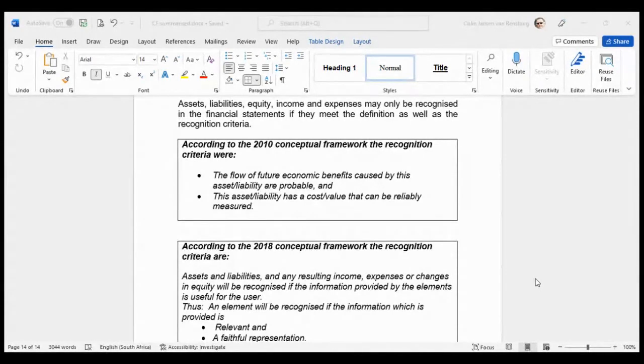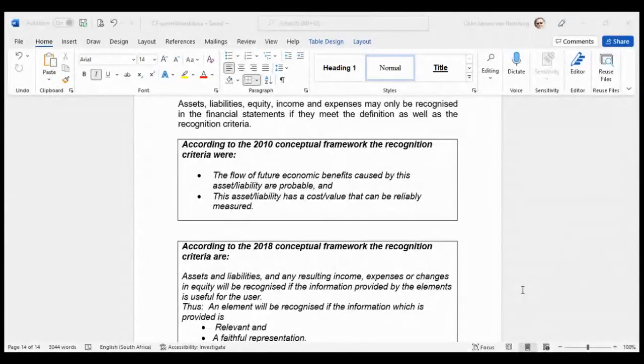No, the enhancing qualitative characteristics make it even better, right? So it makes useful financial statements even better, so it improves them. But your fundamental qualitative characteristics, those two, relevance and faithful representation, are the ones that determine whether you should recognize any item in your financial statements. Now, ladies and gentlemen, let us just discuss this here. Just give it your best shot. What do you think is meant by recognition?